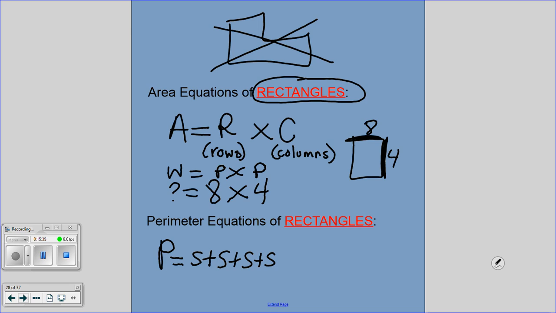Why did she do 4 S's? Parker? Because a rectangle has 4 sides.